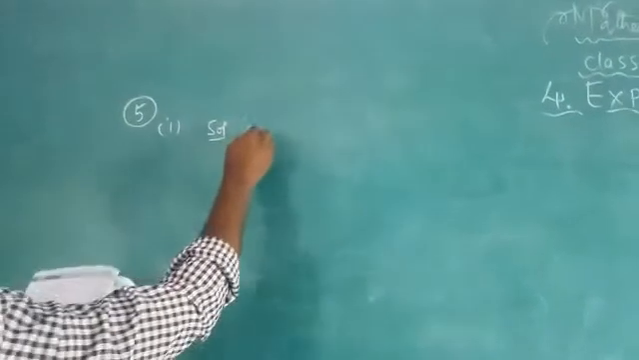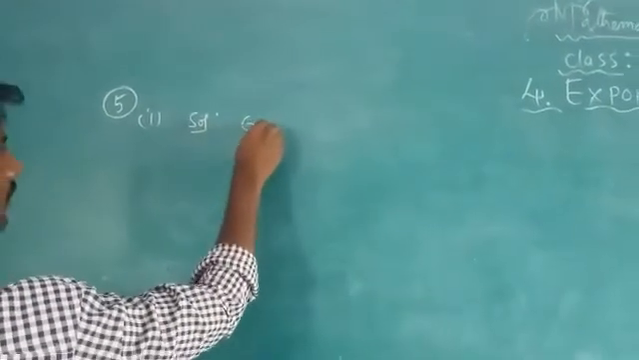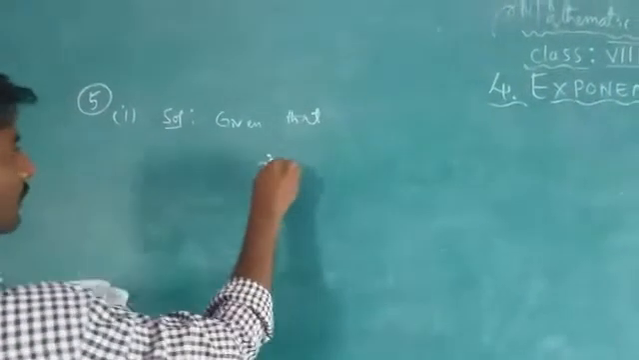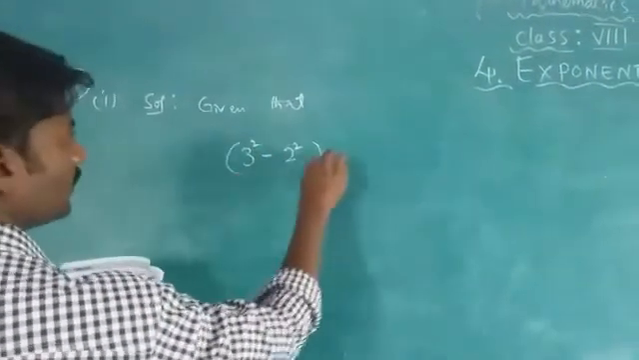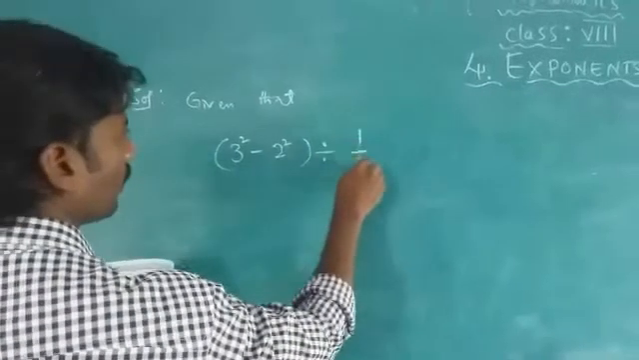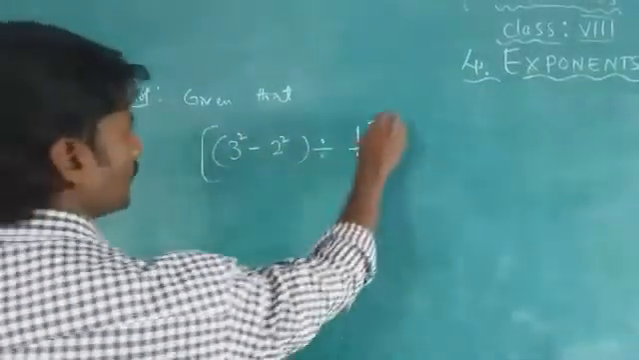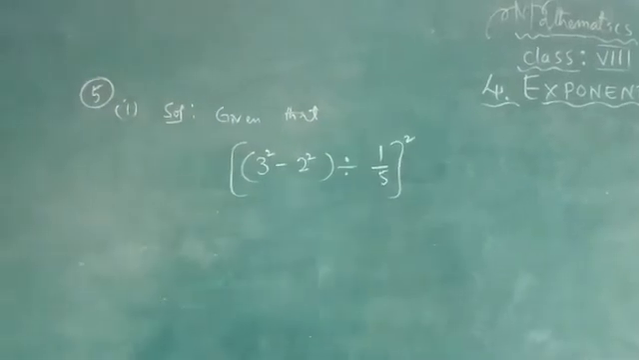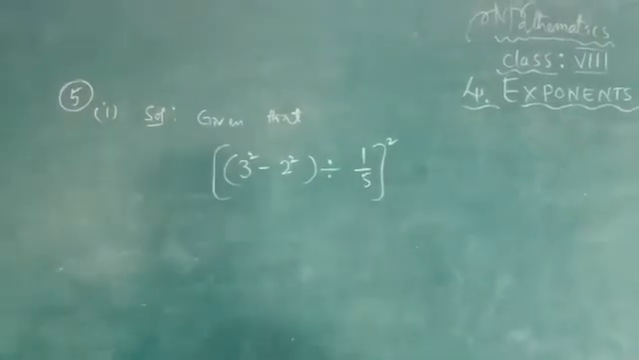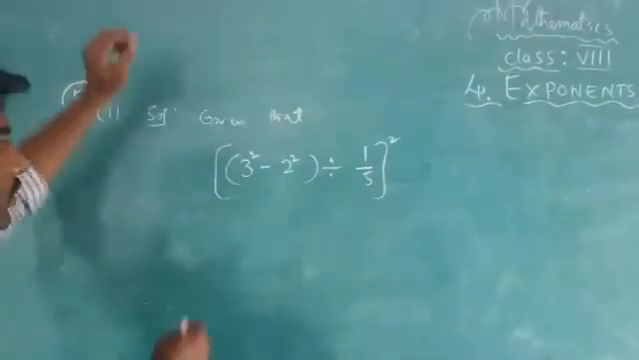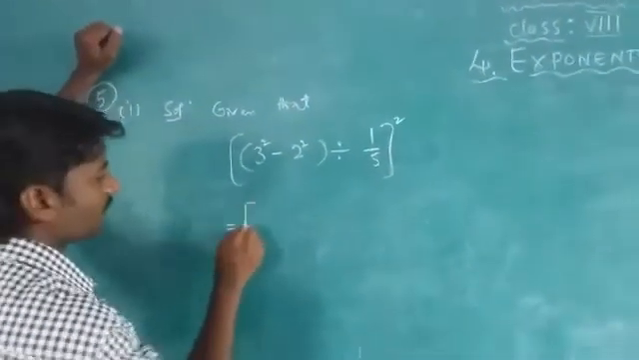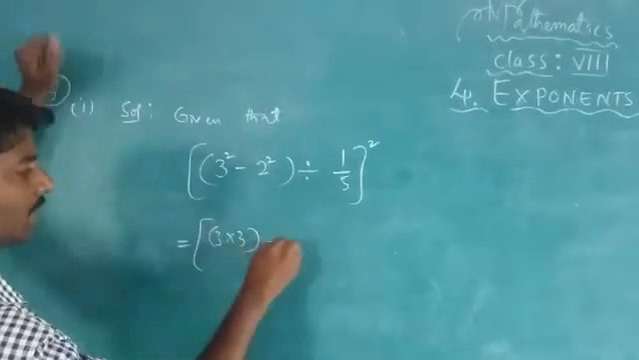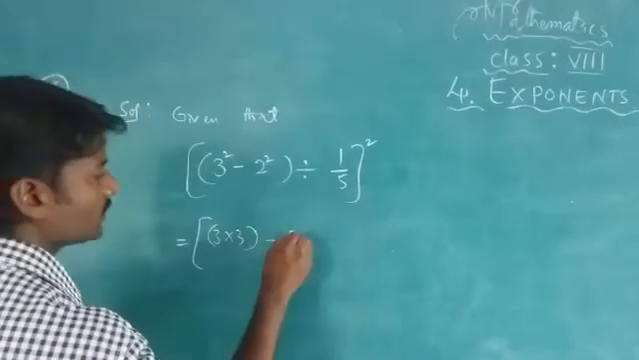Question, look at the board. What is given? Given that (3 square minus 2 square) divided by (1 on 5) whole square. Right children? Very simple children, so understand carefully here. 3 square I can write as 3 into 3, minus 2 square, that is 2 into 2.